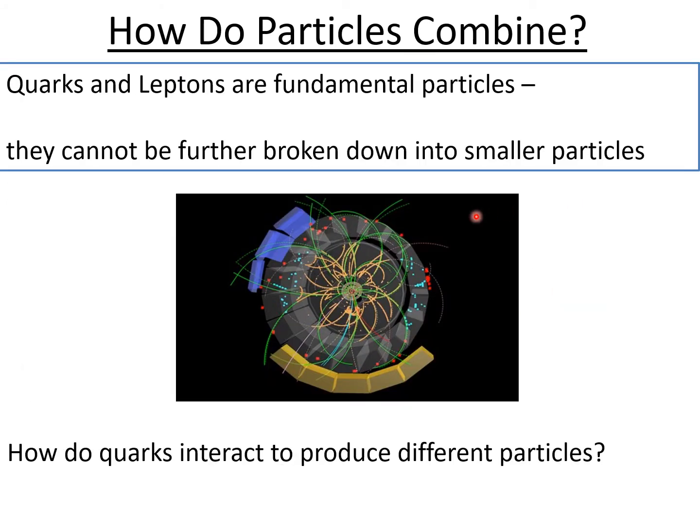So how do particles combine? How do all these particles combine? Well, first of all, quarks and leptons are fundamental particles, and that means they can't be broken down further into smaller particles. They are the basic building blocks of matter. Now, there are theories which suggest that quarks themselves may be made up of things called strings, but that's going into a whole different theory which is beyond the standard model. What we're interested in is how do quarks interact to produce different particles.